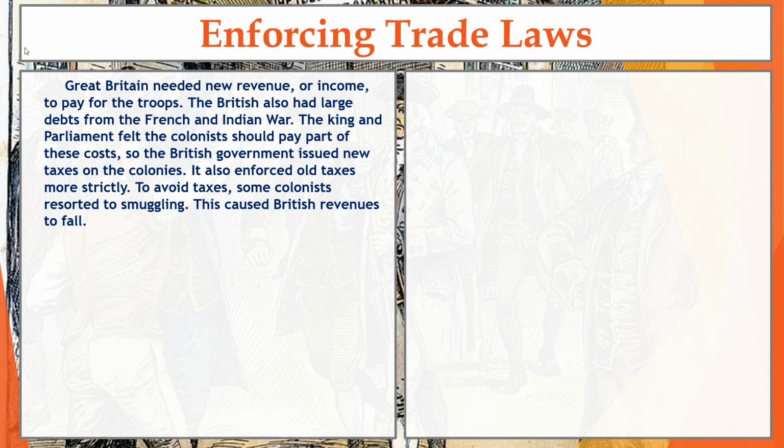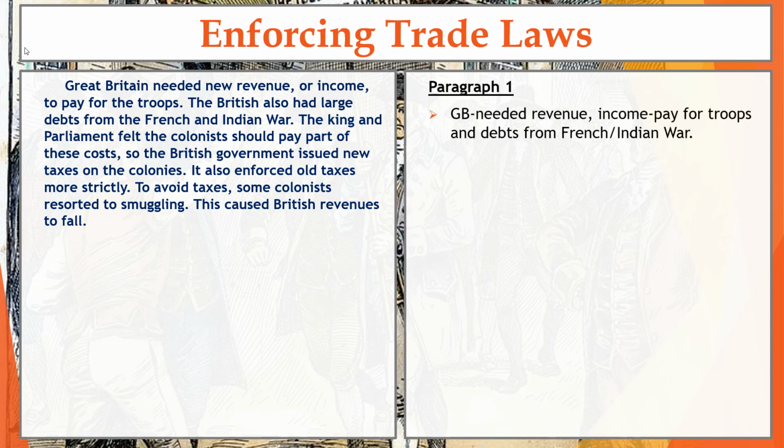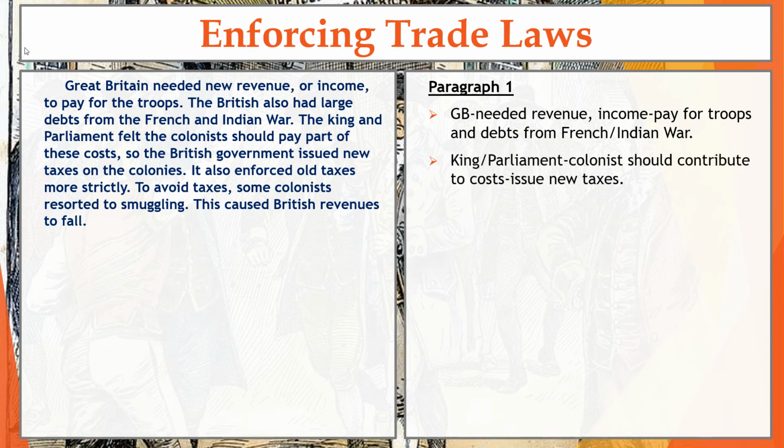So, hey, Brits need new revenue, income, pay for troops, had debts from French Indian War. Let's see what I got. Holy cow, that's pretty darn good, right? All right, I shortened British down to Great Britain, GB, which is short for Great Britain. So if you can remember that, it's a good way to do it instead of saying Brits. You'll notice I'm using different techniques to show you there's more than one way to do this. Okay, so needed revenue, income, pay for troops and debts. I could have put a plus sign for and here from French Indian War. I don't think I'm totally done here. I got maybe the first 2 sentences. King Parliament, colonies should contribute to cost, issue new taxes. Okay, that kind of got the next 2 sentences.